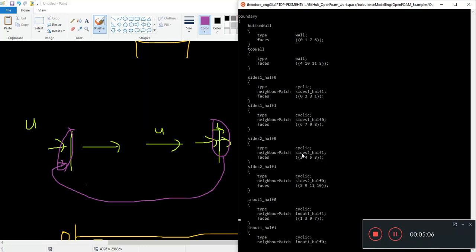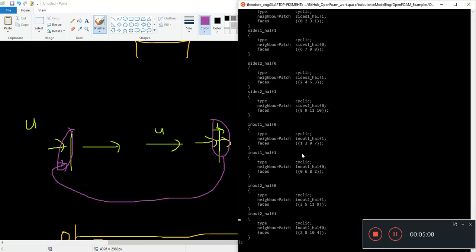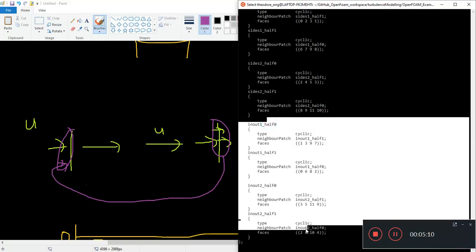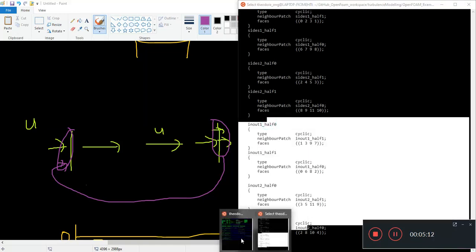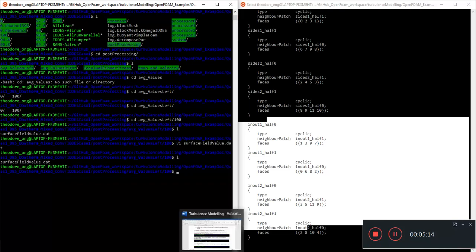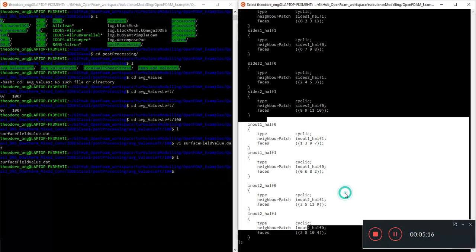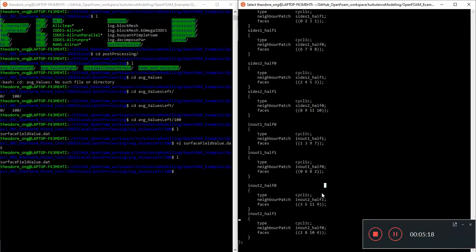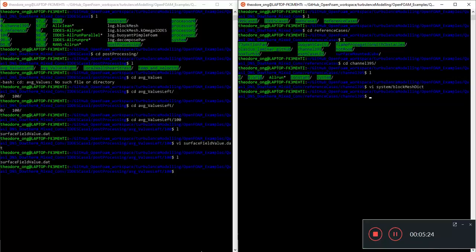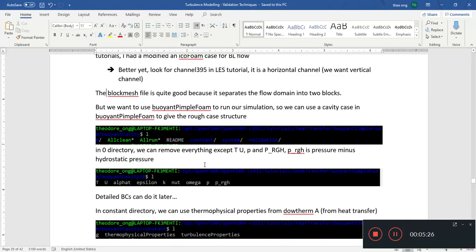Okay, and apparently for inlet and outlets, they are also all cyclic boundary conditions, which is basically a periodic boundary condition. So that is pretty much how you set up a channel case using blockMesh. Okay, so that settles the blockMesh bit. Now, of course, you need your boundary conditions.